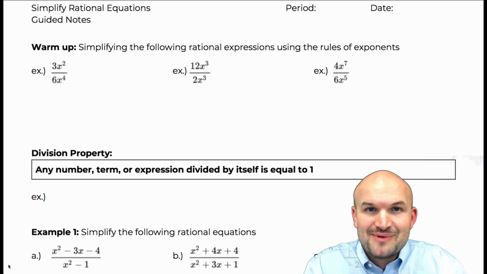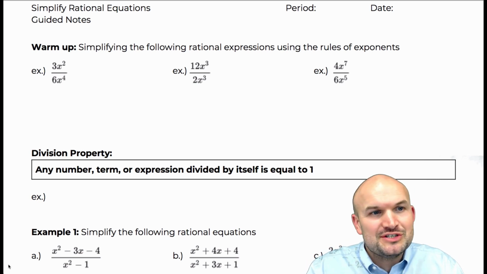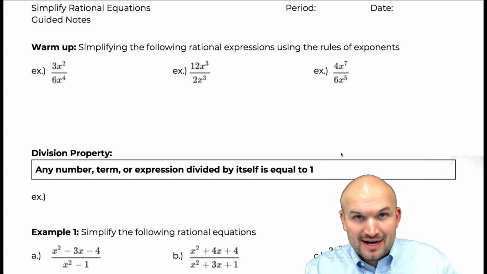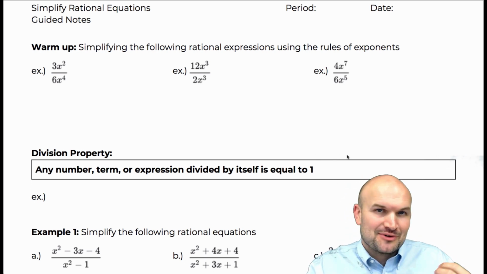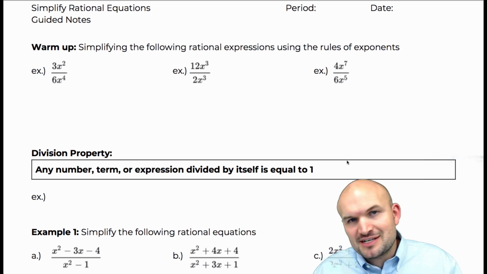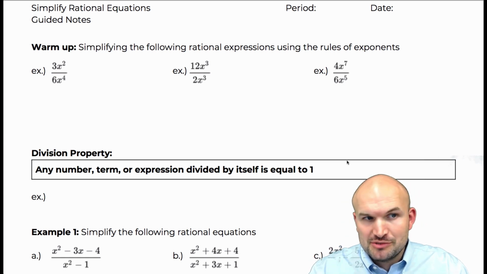Welcome to Simplify Rational Expressions. What we're going to do in this lesson is work on how to simplify rational expressions. We're going to start off with a nice little warm-up to get us remembering the rules of exponents as well as the division property.